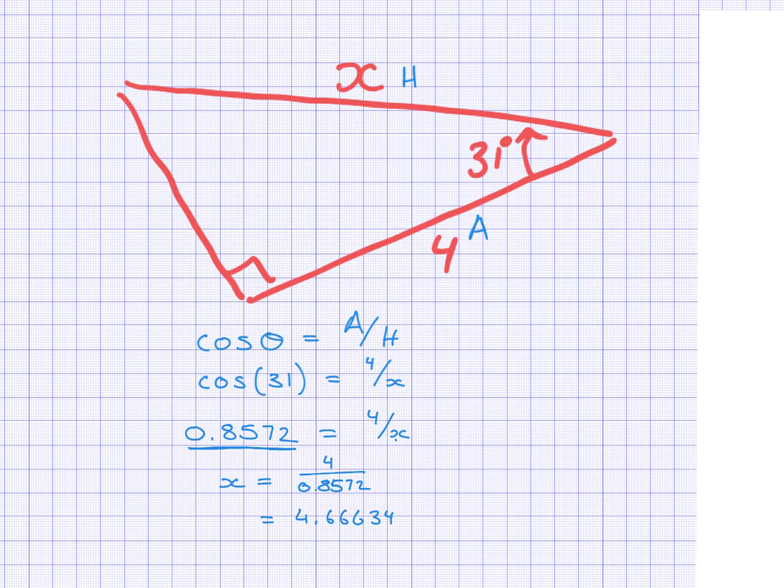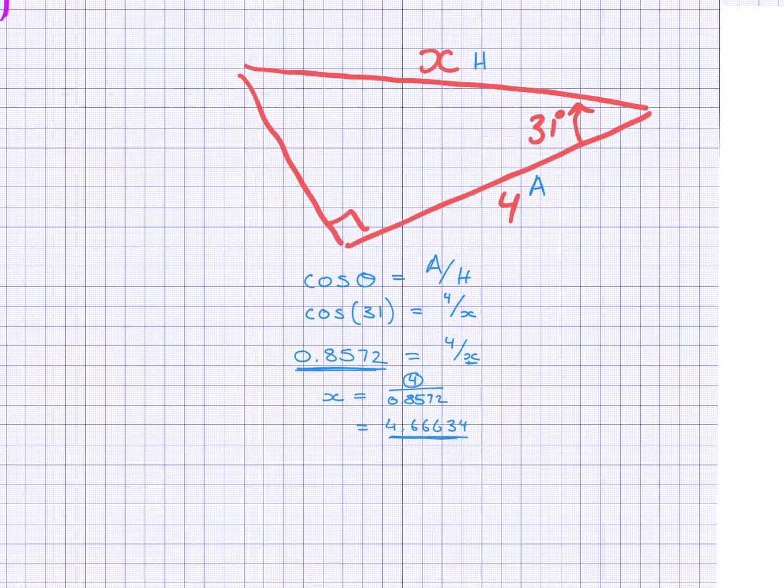Alright, so now think to yourselves, 4.6 is bigger than 4. And so 4 divided by a number smaller than itself produces a bigger number. So 4.6 is a reasonable answer for the hypotenuse because it's longer than the side we know.